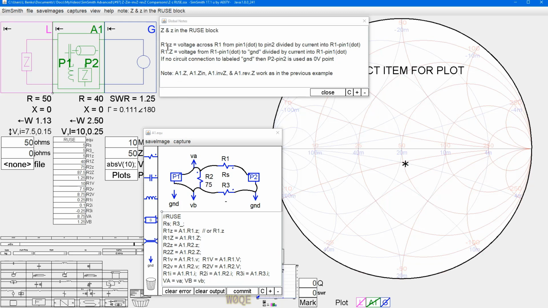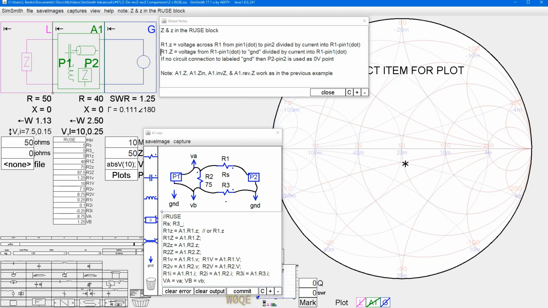If we look at R1.z, that's defined as the voltage across R1 from pin 1, which is where the dot is, to pin 2, divided by the current that flows into pin 1. And of course, these are complex numbers based on phases and everything else. In this circuit, since everything's a resistor, all the phases are 0, and it makes it easier to show what's going on. But they can be reactive components just fine.